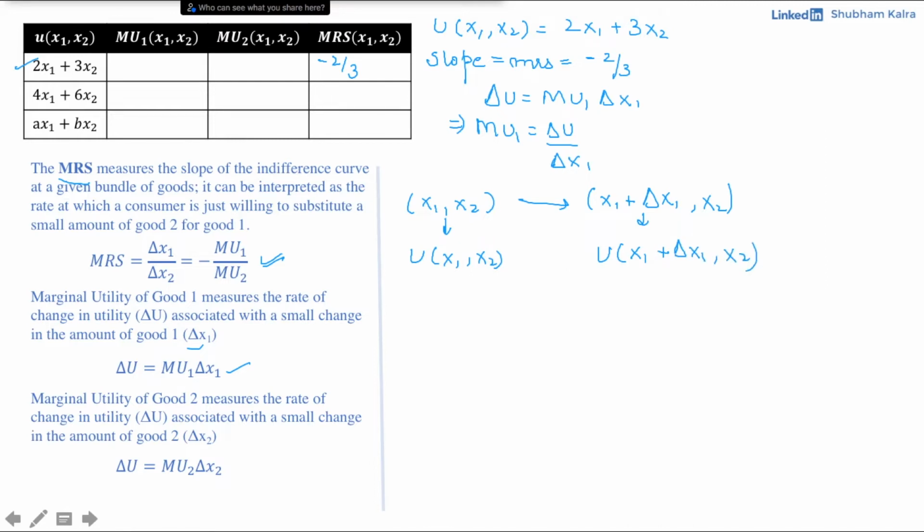Thus the change in utility would be this utility subtracted by this utility, which is equal to u of x1 plus delta x1 comma x2 minus u of x1 comma x2 divided by this consumption bundle minus this consumption bundle. And since we are just calculating the marginal utility for good 1, we are keeping good 2 constant for the calculation purpose. So this becomes x1 plus delta x1 minus x1.